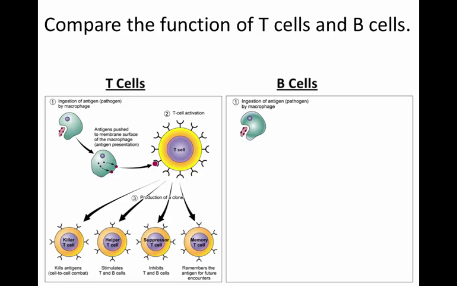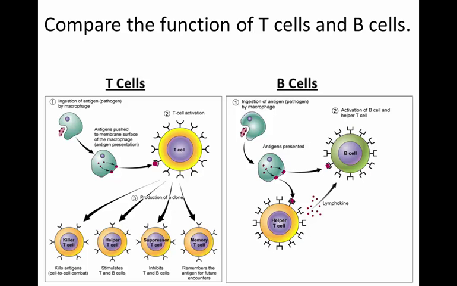So for B cells, the first process is very similar. Macrophages phagocytize the antigens or the pathogens, and they present those antigens on their surface. Then we have the activation of B cells and helper T cells. And this is important, as we were just mentioning, helper T cells help to stimulate T cells and B cells. What they will do is they will go to B cells as the macrophages present the antigens, and they will release a chemical called lymphokine. If that B cell is the appropriate B cell to mount a response against the pathogen, the lymphokine will help speed up the cell division of that B cell.